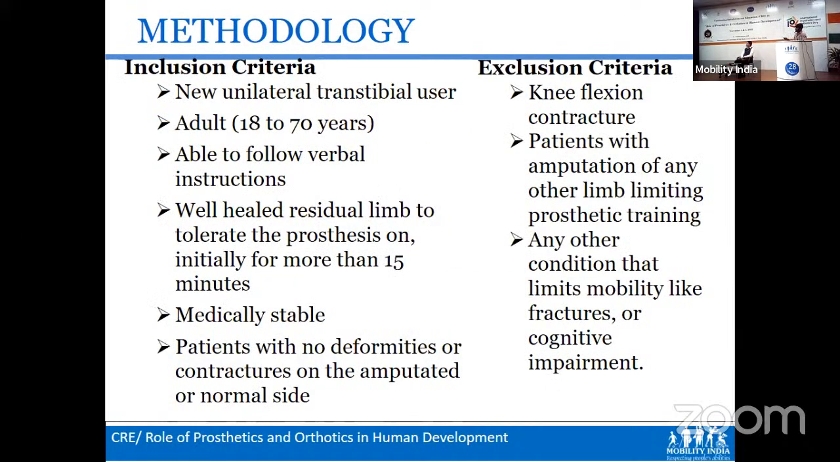The inclusion criteria were new transtibial users, adults aged between 18 to 70, able to follow verbal instructions, with a well-healed residual limb able to tolerate the prosthesis for initially more than 15 minutes, and medically stable, with no deformities or contractures on the amputated side or normal side. The exclusion criteria were knee flexion contracture, amputation of any other limb limiting prosthetic gait training, and any other condition that limits mobility, like fractures or cognitive impairment.